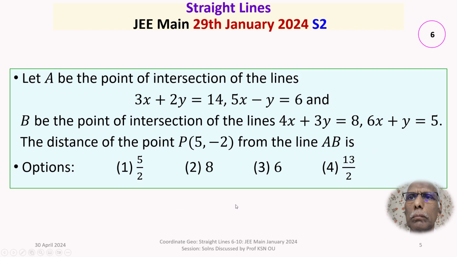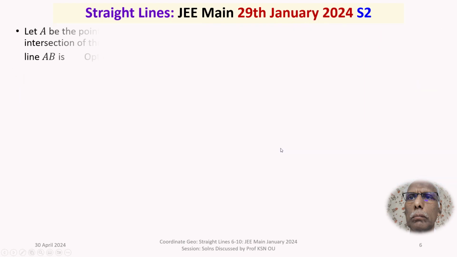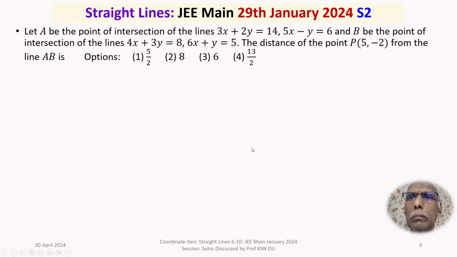We are given 2 lines and the point of intersection of these 2 lines is given to be A. We are given another 2 lines and capital B is the point of intersection of these 2 lines. And we are given a point P with coordinates 5, minus 2, required to find the distance of this point P from this line AB. Let's now discuss the solution of the problem in detail.